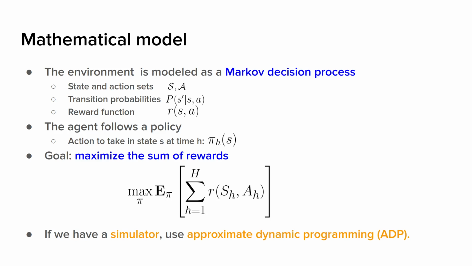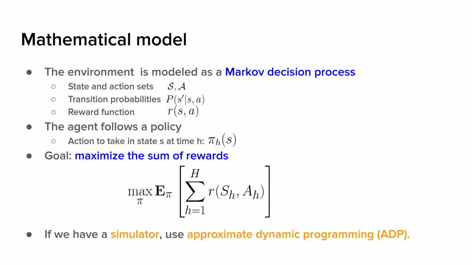The environment is modeled as a Markov decision process in which at each time the agent is in a state S, takes an action A, observes a reward according to the reward function R, and makes a transition to the next state S prime according to the transition probabilities P.